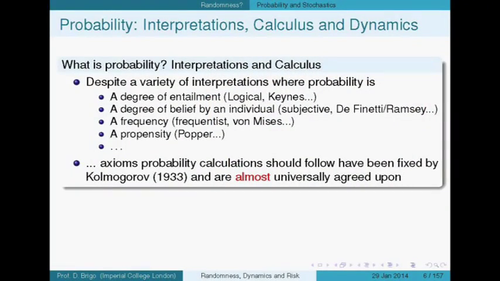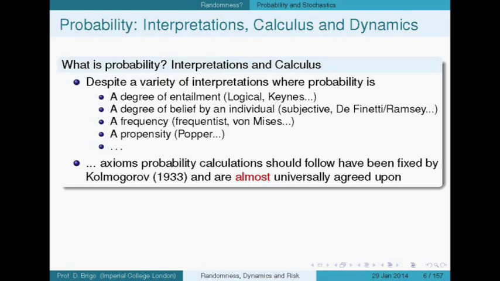It's an opinion. It's the relative frequency in an objective repetition of events, and so it can be very, very different in nature. But despite the different interpretations, as I said earlier, there is almost universal agreement on the axioms the mathematics of probability should follow. And these have been written down by Kolmogorov in 1933, with one important exception we'll see later during the presentation.